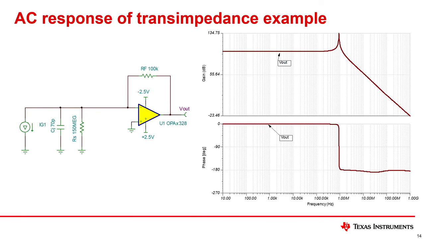Here we show the AC transfer characteristic for the transimpedance amplifier. Note that the signal source is a current generator. You can see from this graph that there is significant AC gain peaking and a dramatic 180-degree phase shift at 1 MHz. This is a good indicator that the circuit has stability issues.